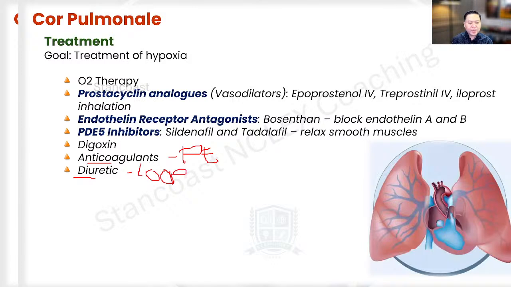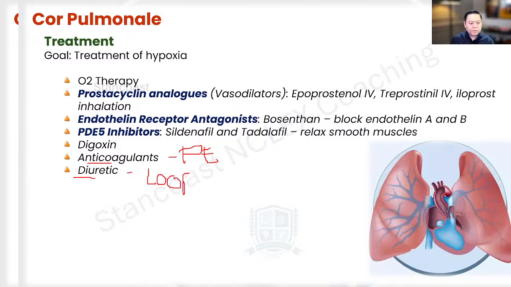Loop diuretic. Let me try this one instead. I hope this one will work for me. Is it working? Nope. Okay, so let me try my pen again.